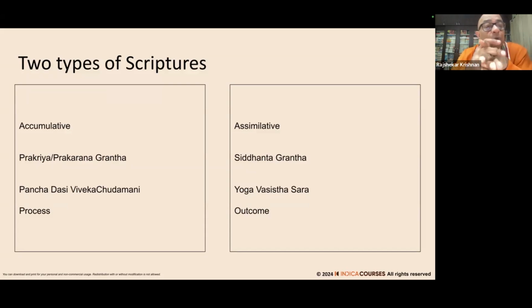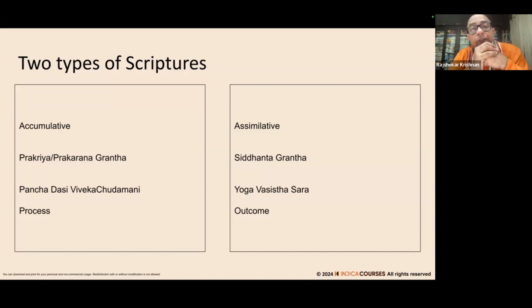So one category is called accumulative, kind of linear, what is called prakarana grantha or prakriya grantha, which is a linear exposition of ideas, and one shloka logically follows the other as a conversation or as an exposition of a philosophical principle, like you would find in Panchadashi or Viveka Chudamani or Tattva Bodha. So it's basically laying out a process, giving you definitions, and so on and so forth.